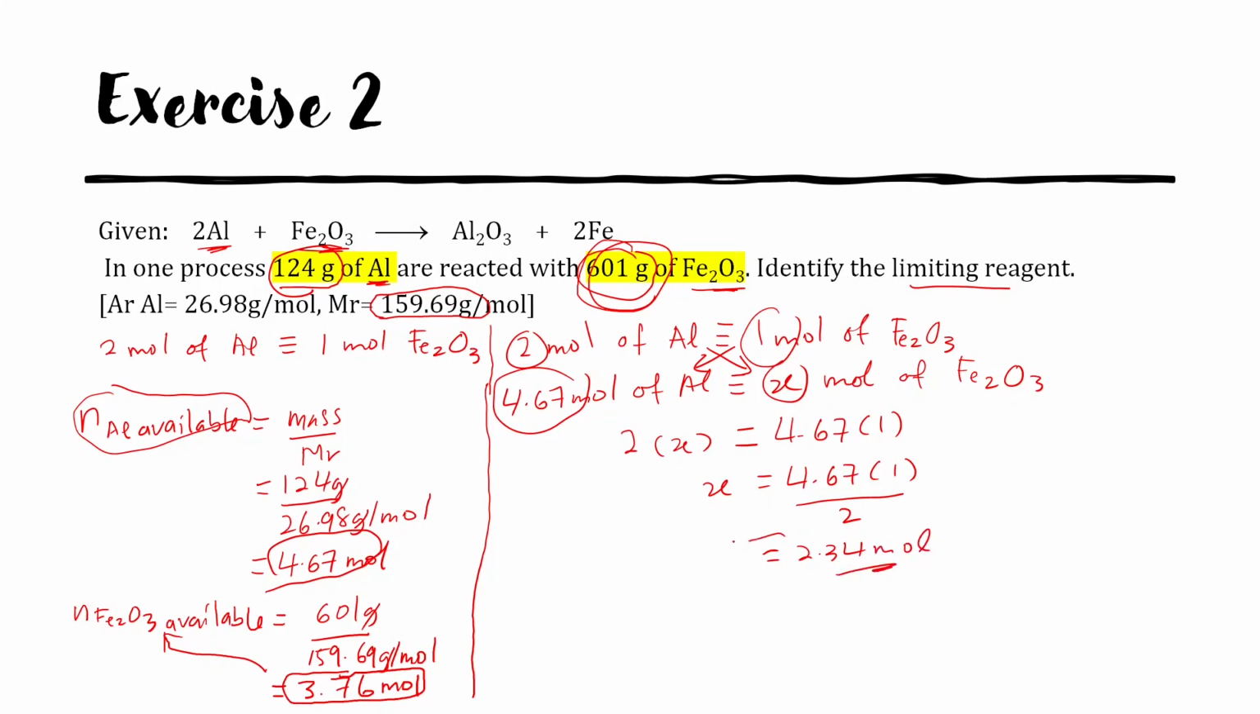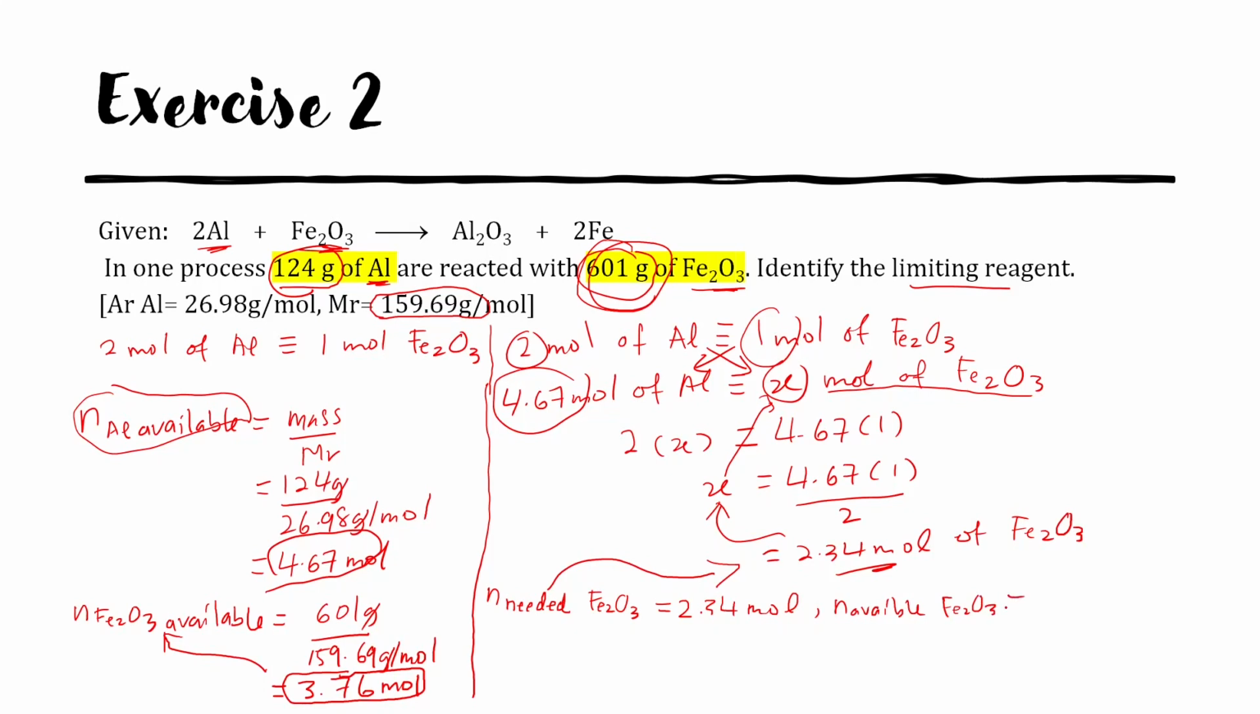Okay, the number here, what are you calculating? It is x. What is x? Mole of Fe2O3. So you need to compare. N needed of Fe2O3 refers to what you calculate, which is 2.34 mole. Whereas N available for you of Fe2O3 is this one, 3.76.